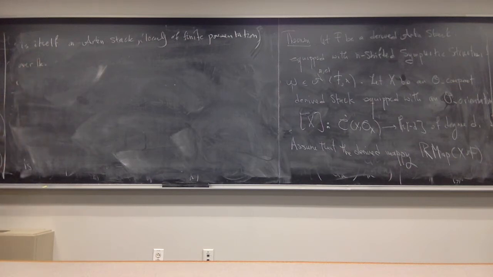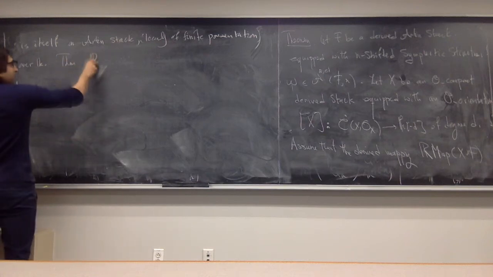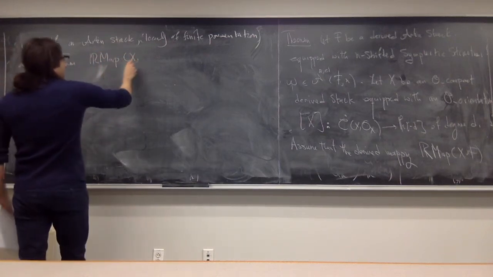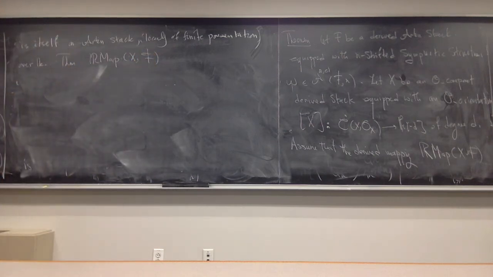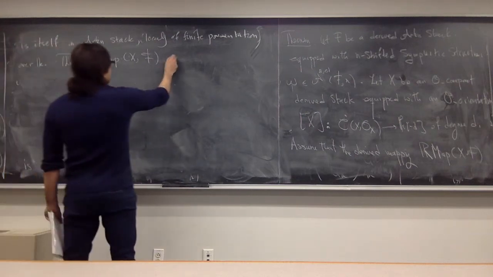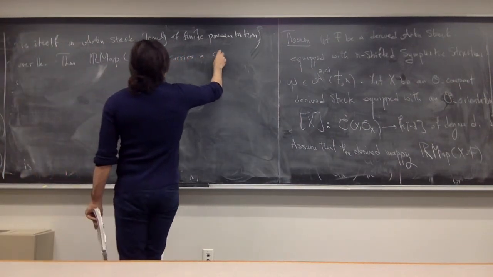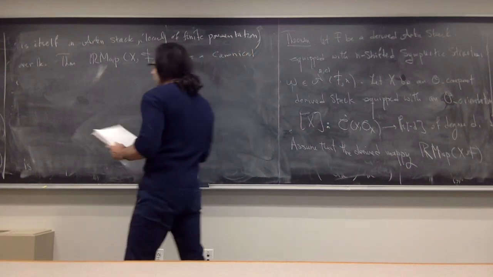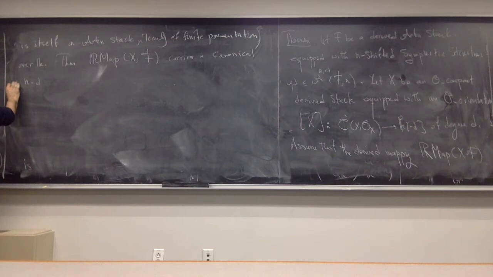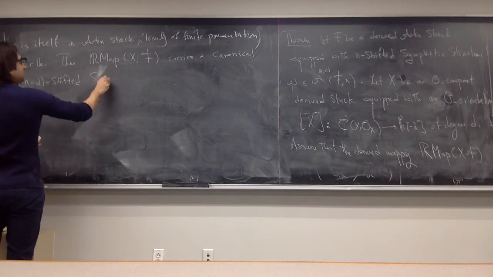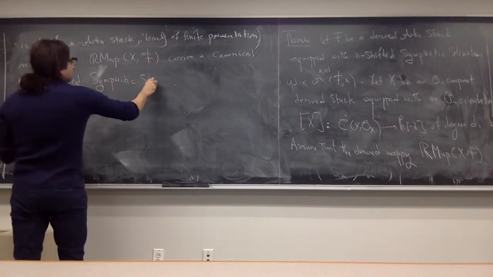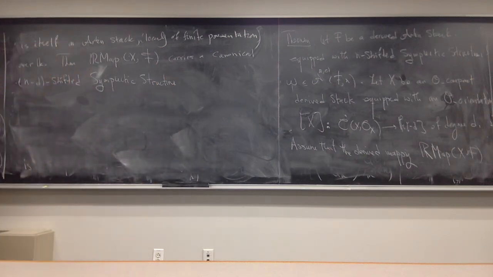Okay. Then the mapping stack carries a canonical N minus D shifted symplectic structure.